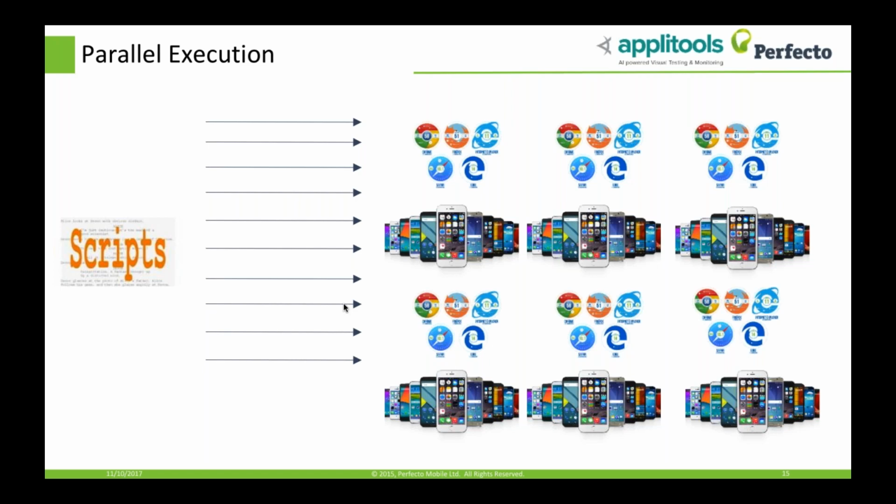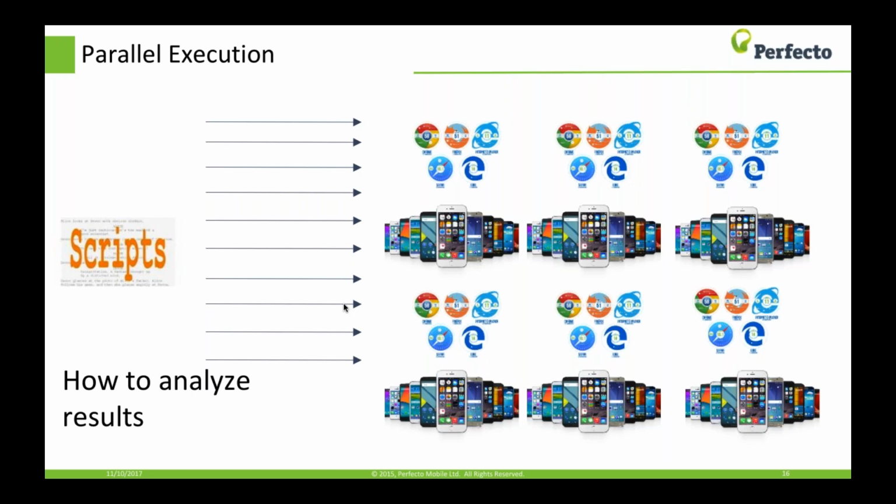So the parallel execution and the framework allows you not only to execute one script on multiple devices, but also to split the script and execute different scripts on the same device or resource permutation. So that will help you to reduce the execution time.